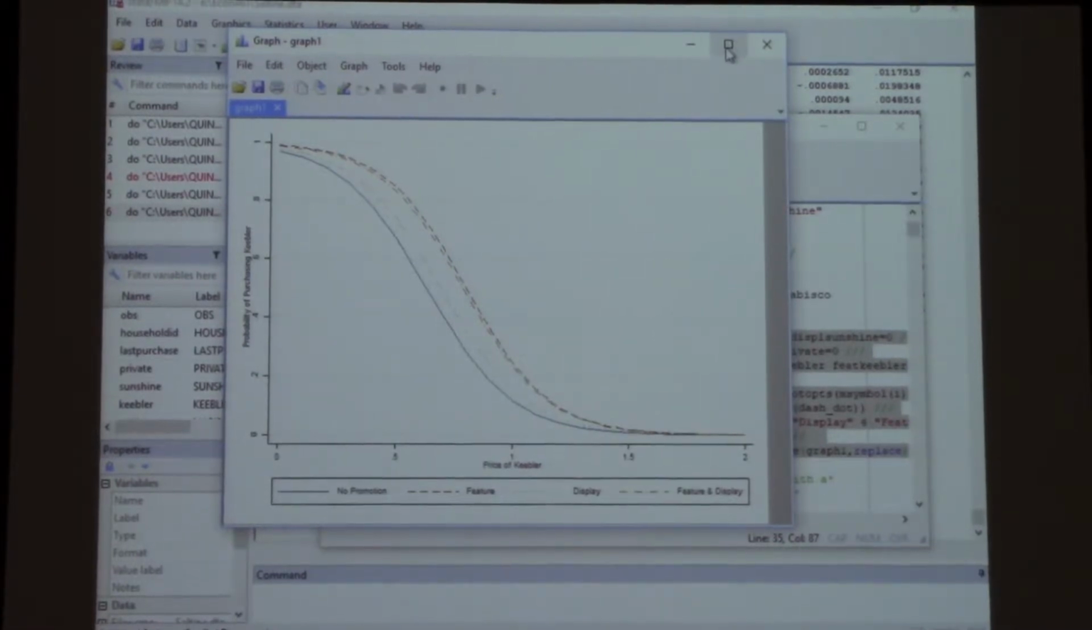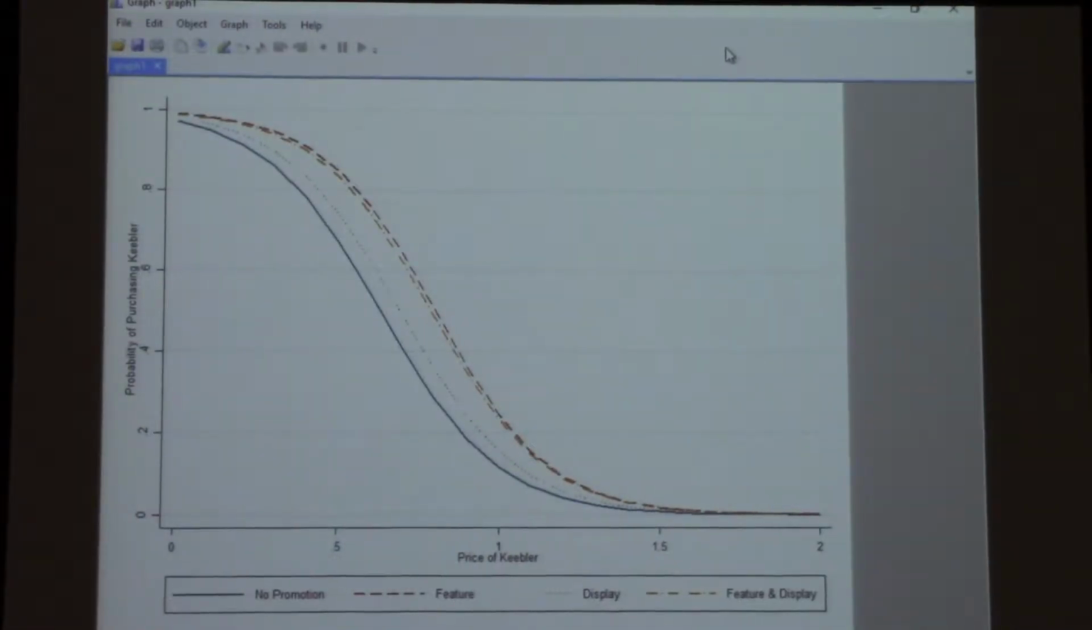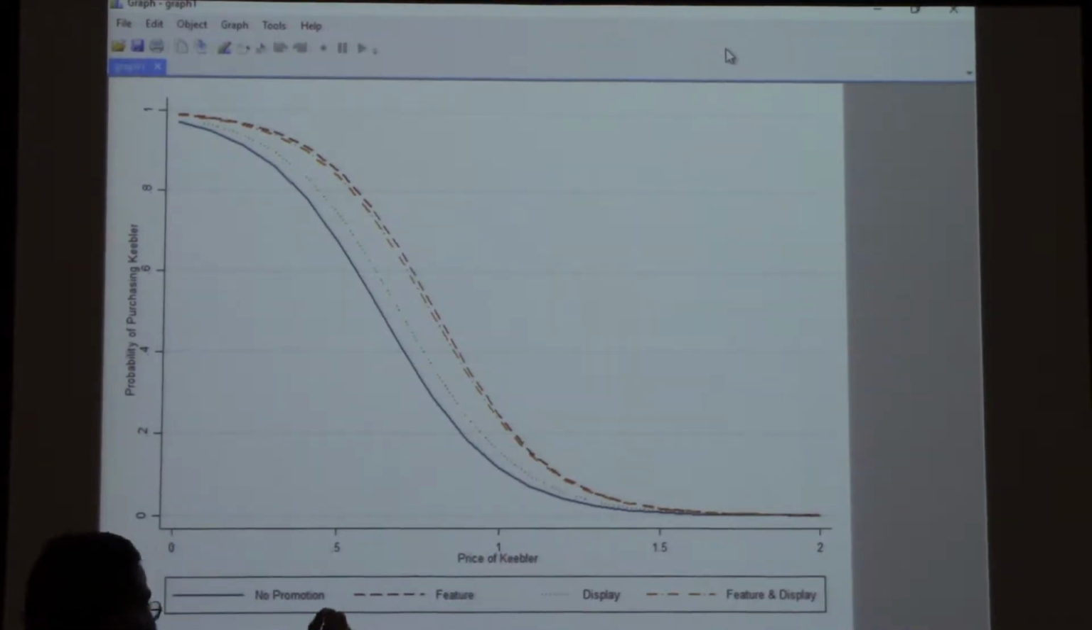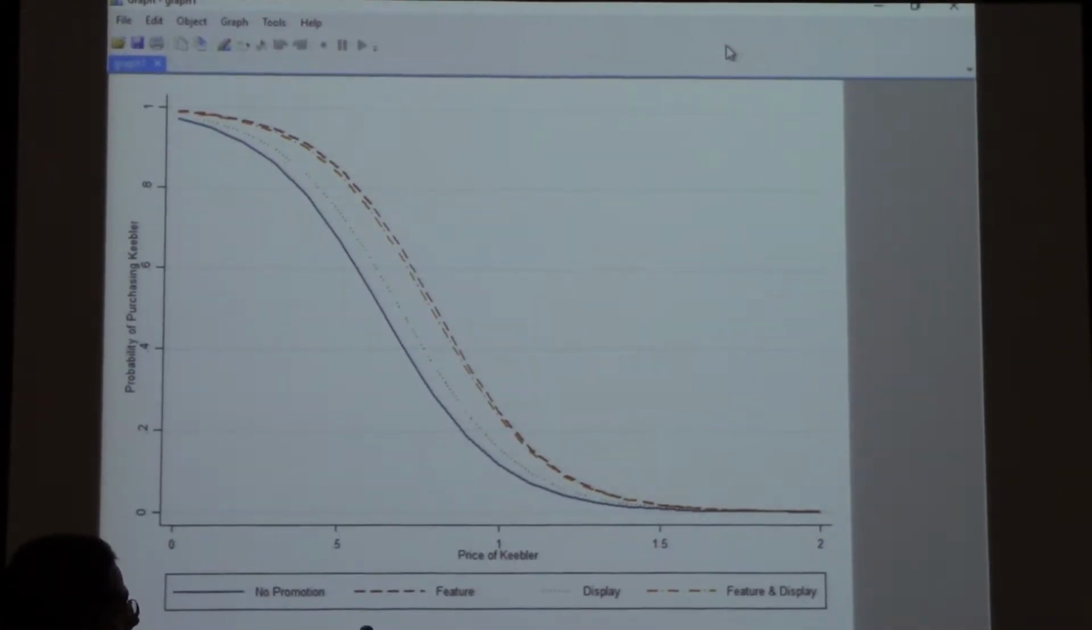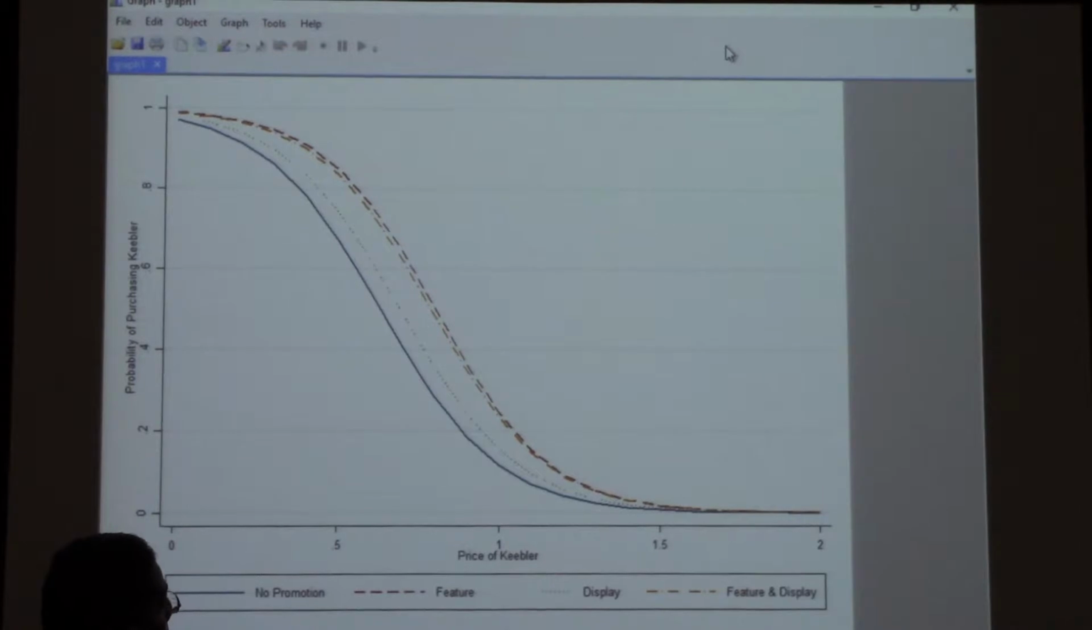And we get what we expect. Shifted out, it looks like display has the smallest effect, and then feature and display appear to have similar effects. We know how to test, so we can test whether feature and display are statistically different from each other, as well as whether any of these are statistically different.